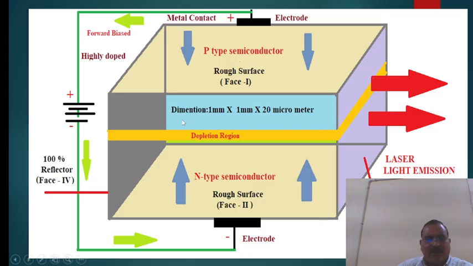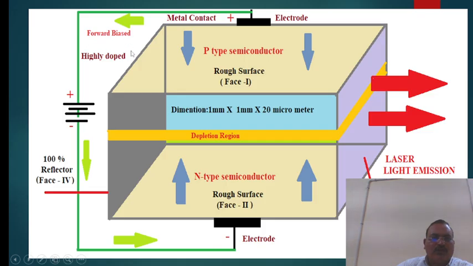Second, face 3 and face 4 are coated reflectors. Face 4 is a 100% reflector, and face 3 is a 90% reflector. That forms the resonant cavity. These are the electrodes to make it forward biased. This is the P type, and it should be linked to the P terminal of the battery. This is the N type, and it should be linked to the N terminal to make the system forward biased.